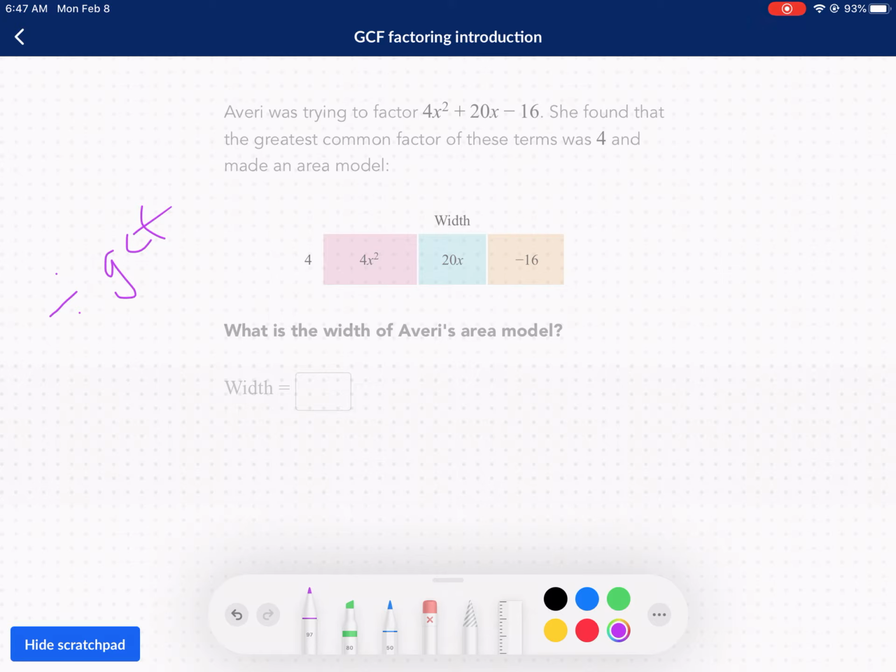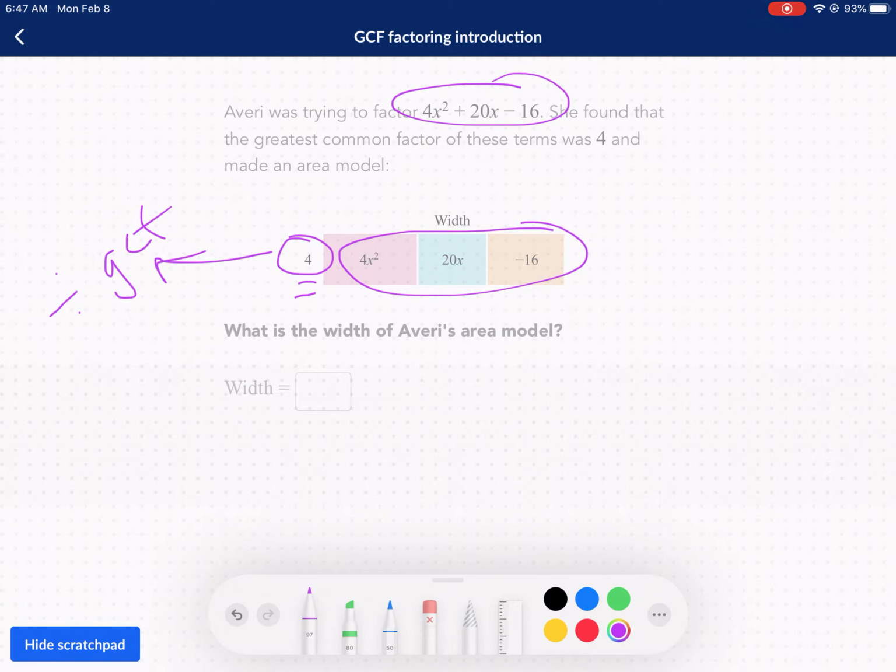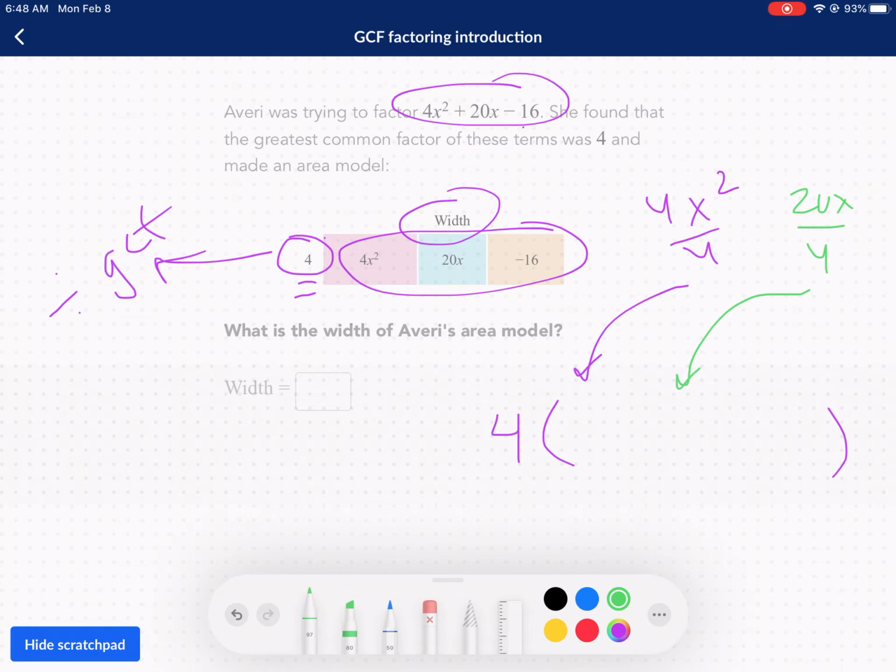So this is the starting term, and we're just going to divide by the GCF. This is our GCF, and we're going to put the result of dividing by the GCF here. We're going to factor out the 4, and then what's left? We need to take each term, 4x squared, divide by 4, and that will go here. Then 20x divided by 4 will go here in the middle. And then we take negative 16, sorry, I ran out of space, divided by 4, and that will go here.